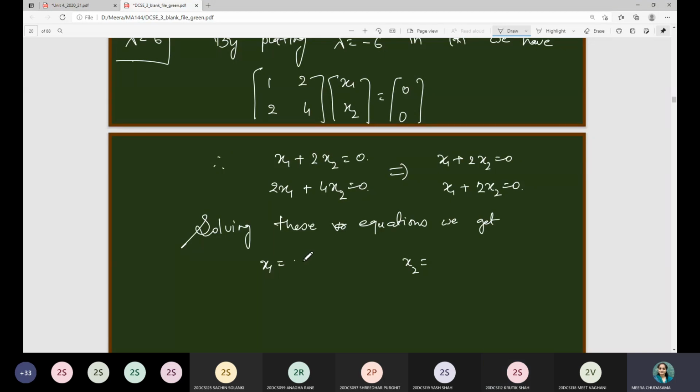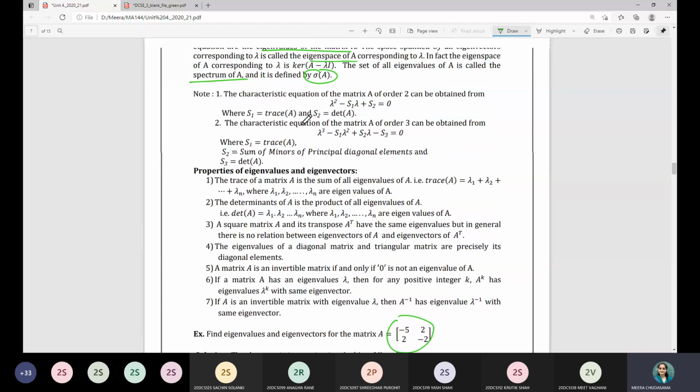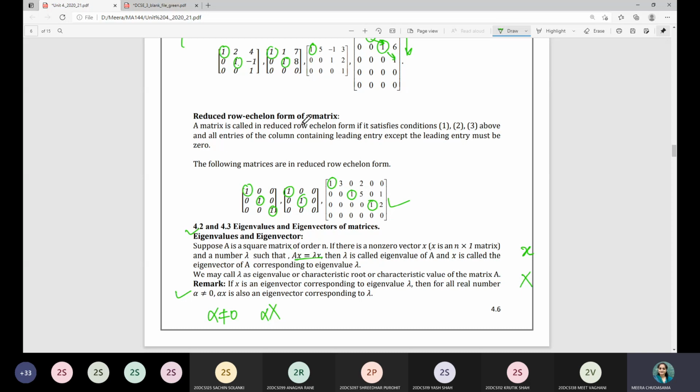Non-zero vector we are choosing. x1 is equal to 0, x2 is equal to 0. We can't say that. Actually, you have to go to the augmented matrix. See, in the beginning itself, we have chosen our x as a non-zero vector. So we can't take x1 and x2 to be 0.